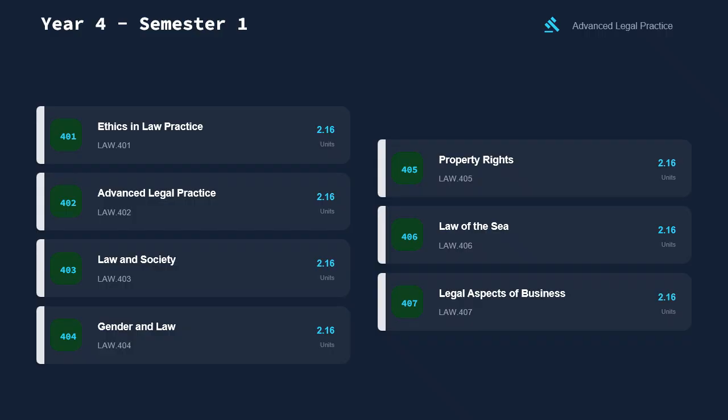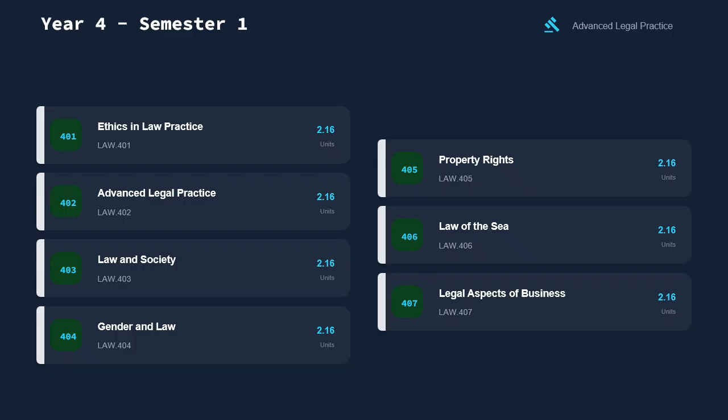Address contemporary challenges: technology, globalization. Practical application: these outcomes prepare students for public interest law, policy advocacy, and socially conscious practice. Mastery ensures impactful legal work.